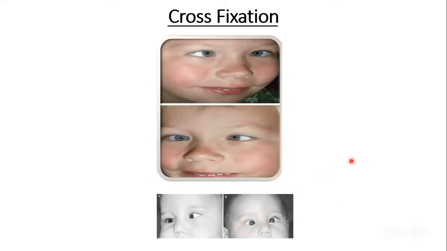So what does cross fixation denote? If the patient is having cross fixation, that is telling you something. What is it? Amblyopia is not there. Almost equal vision in both eyes. Most probably the patient has equal vision.